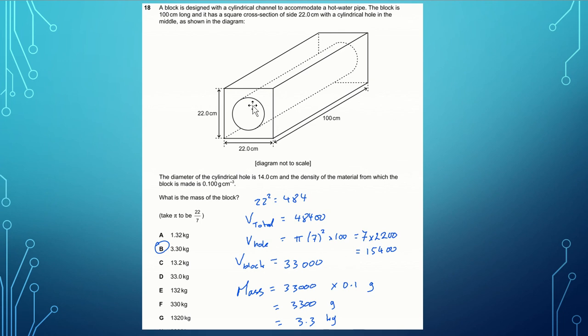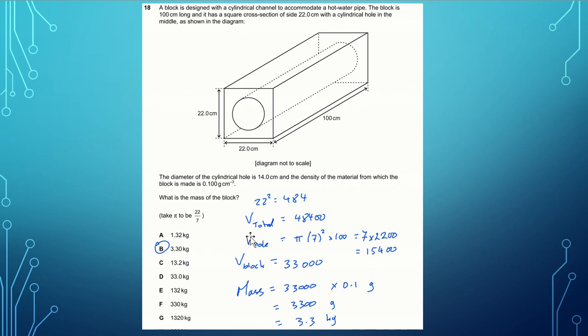Okay, so number 18. So we've got a block with a hole drilled through it, a cylindrical hole. The block is 100 centimeters long, and there's a square cross section, 22 by 22, as shown in the diagram. We've got a diameter for the hole, 14, and the density of the material of the block is 0.1 grams per cubic centimeter. We're told to use pi is 22 over 7. What's the mass of the block?